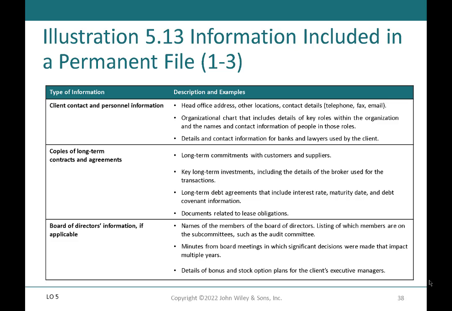So if we have an existing audit client that we've worked with for years, we're going to add to this permanent file every year. So there's some typical information that would be included in the permanent file, info about the client contact and personnel information, stuff like the address of the head office, organizational hierarchy charts showing responsibilities of key members within the organization, the details and contact information for banks and lawyers. Remember that oftentimes we're going to contact the bank to get confirmation about account balances and loan balances.